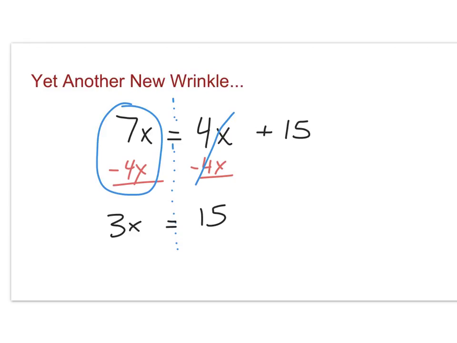Once you get it to this point, it's very similar to all the other equations we've solved. Basically, we just need to take care of this 3 using division, right, our inverse operation. Since it says 3 times x, we're going to divide to isolate the variable. We cross out those 3's, and sure enough we get x equals 5.